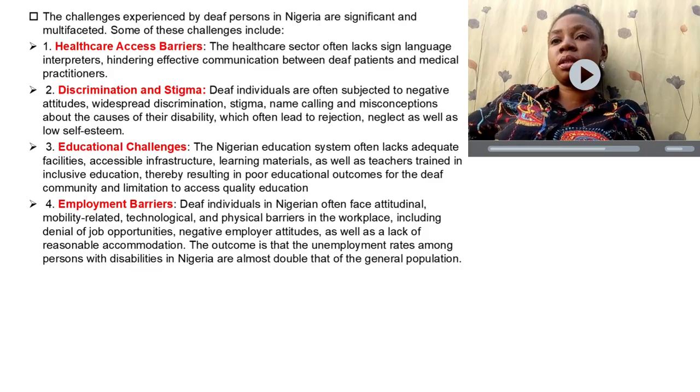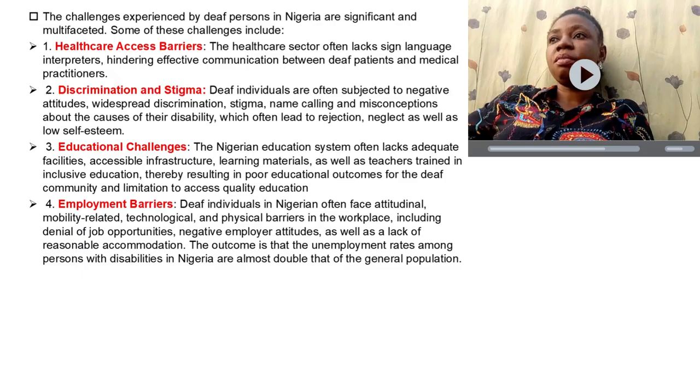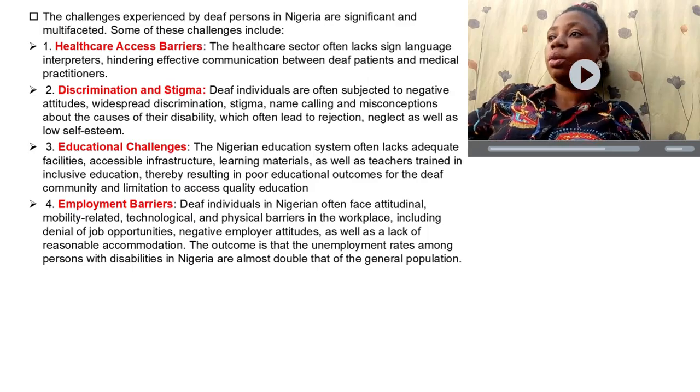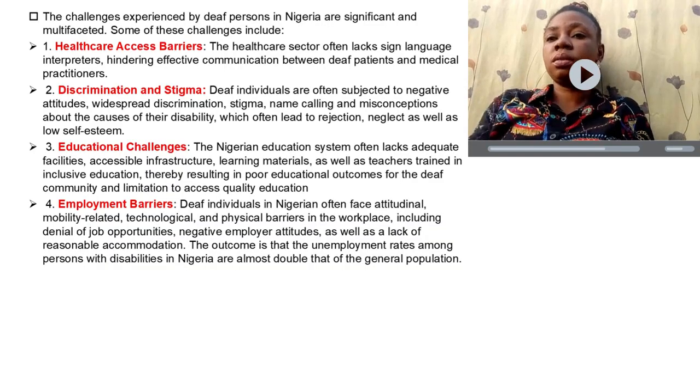And it's quite sad that in most schools where they are mainstreamed, where you have the hearing and the deaf, most times they leave these deaf persons to their fate. They don't provide interpreters for them to learn, for them to actually understand what is being taught in class. And this is actually a very big challenge in Nigeria.